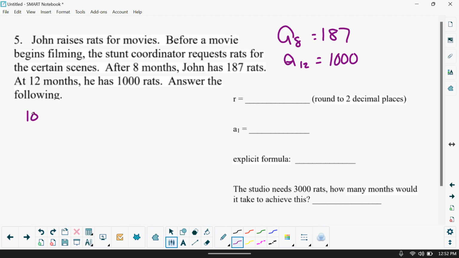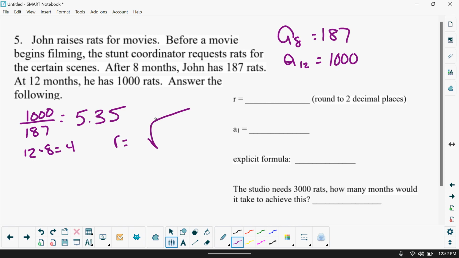So 1,000 divided by 187 is 5.35. Now we're going to do 12 minus 8, which is 4. So r equals the fourth root of 5.35. So 4th root of 5.35. I get 1.52 for r.